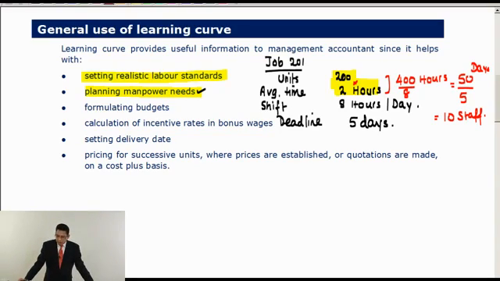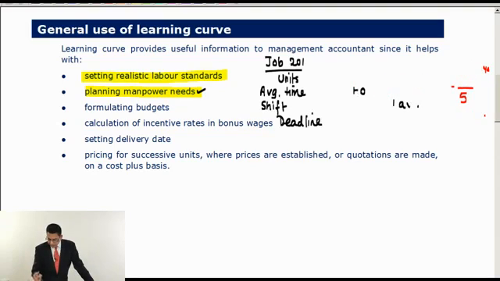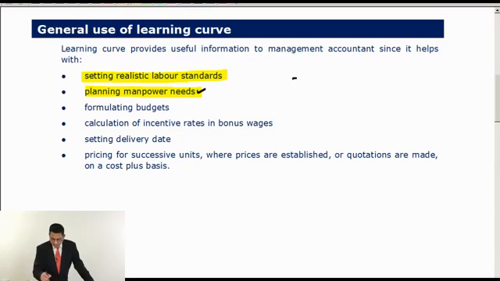Okay, 200 units will take 400 hours. 400 hours divided by an 8-hour shift works out to 50 days we need. But if the deadline is 5 days only, we need more people, and we can find out the manpower requirements as well by looking at the numbers more carefully.